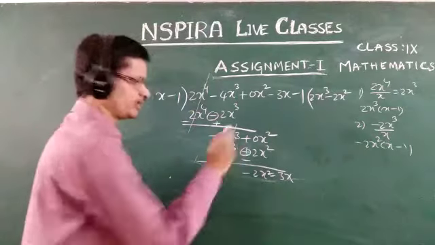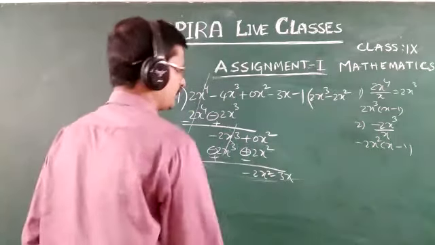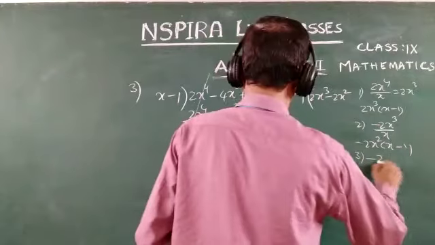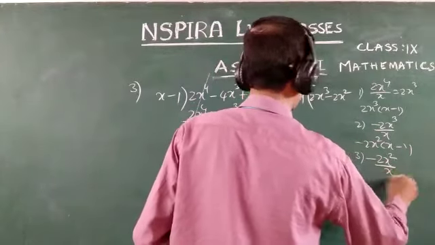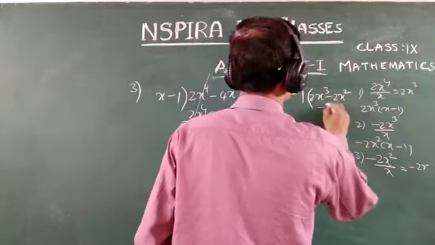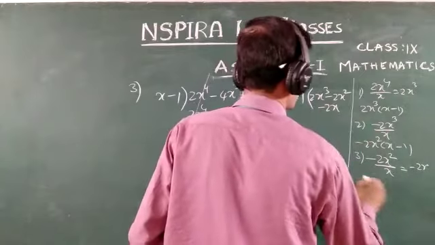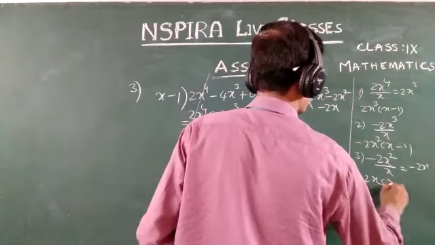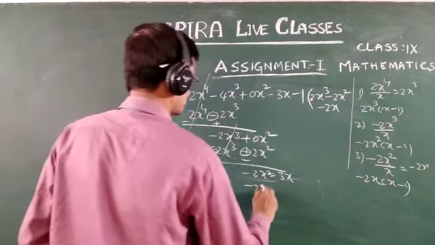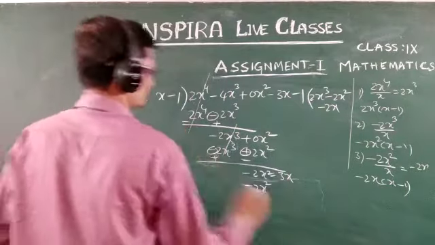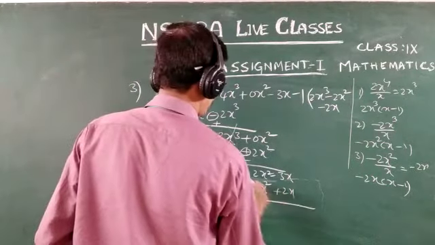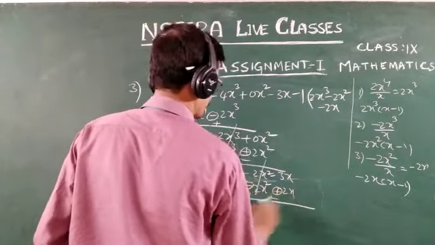Now this is the new dividend. First term of the dividend by first term of the divisor: minus 2x square by x is equal to minus 2x. Minus 2x into x minus 1 is minus 2x square plus 2x. Subtraction, change the sign of the second expression.